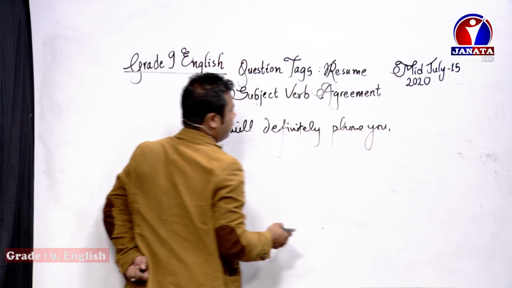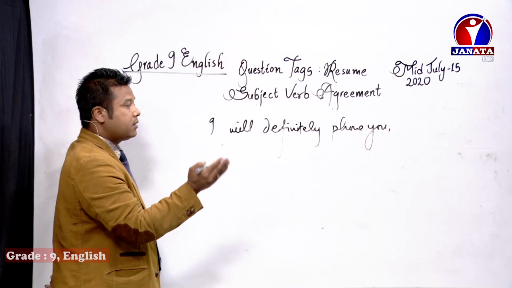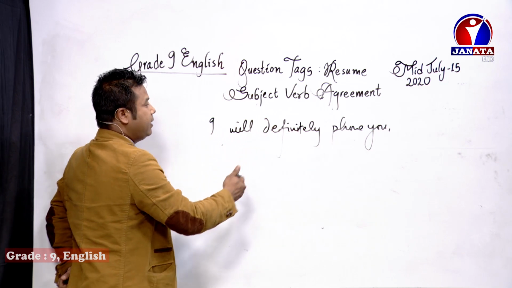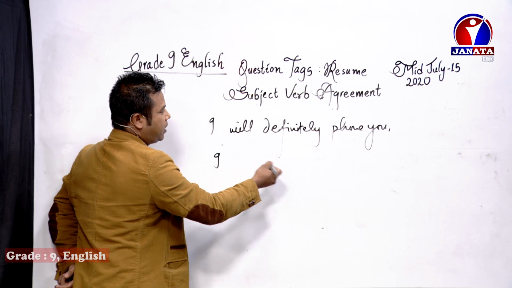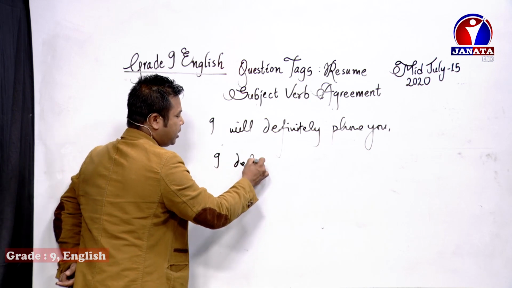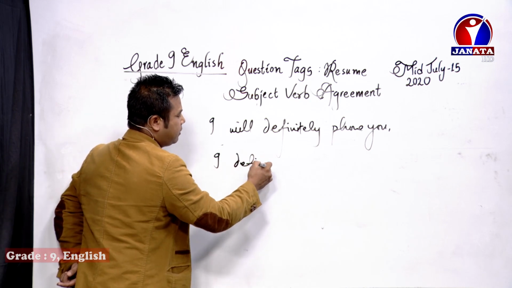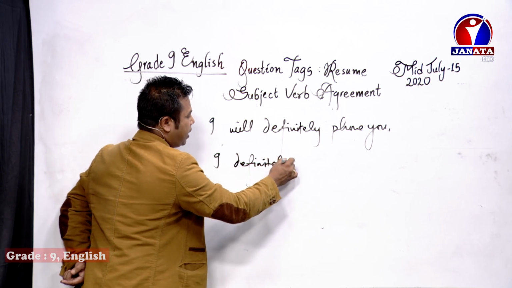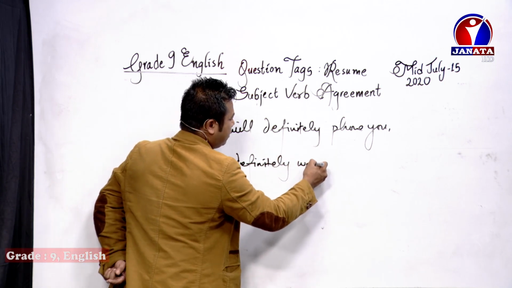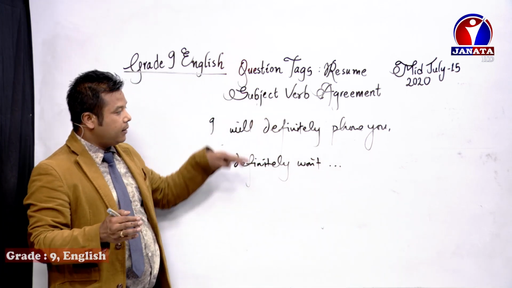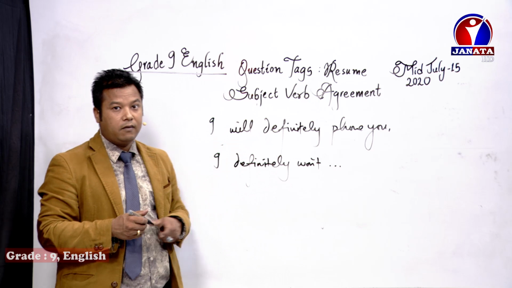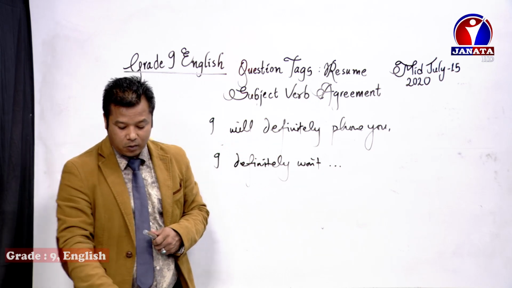Okay. The tag, of course, I will definitely phone you, is negative tag. Okay, one thing. But if I make a negative sentence of this, should I write like I will not definitely? No. You will make a slight change in the position of your definitely. I definitely won't phone you, and the tag becomes, will I. That is how we understand the positioning of the word. That was the extra tip I give to you.